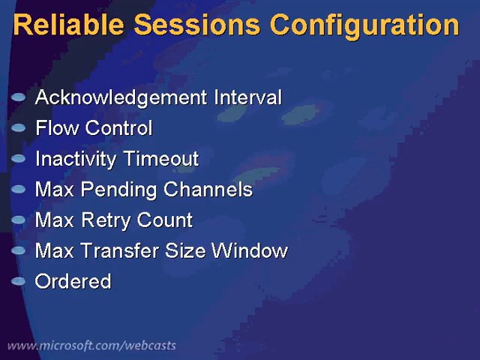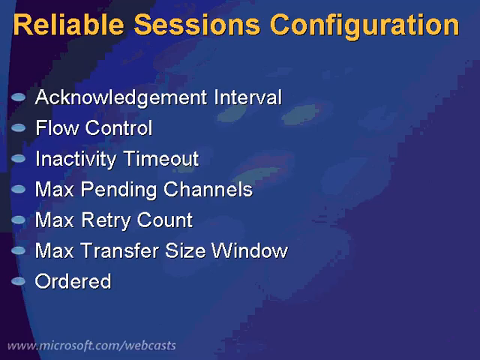The inactivity timeout has to do with how long the reliable session will last before timeout. And I'll go through a demo of that shortly, so we'll come back to it. The max pending channels has to do with how many reliable sessions, or requests for a new reliable session, can queue before it will time out or reject the request. And the default is 4 pending channels. So you might want to configure that differently at the service.